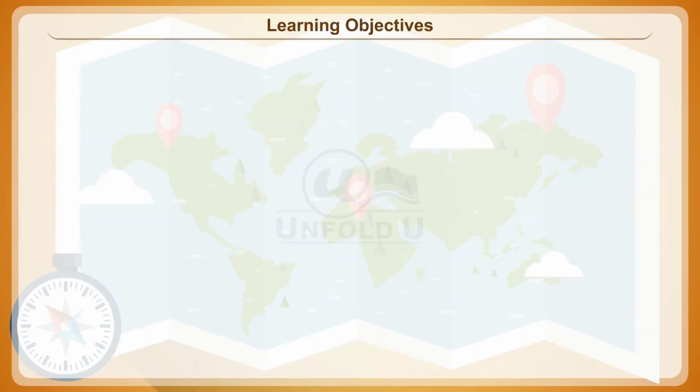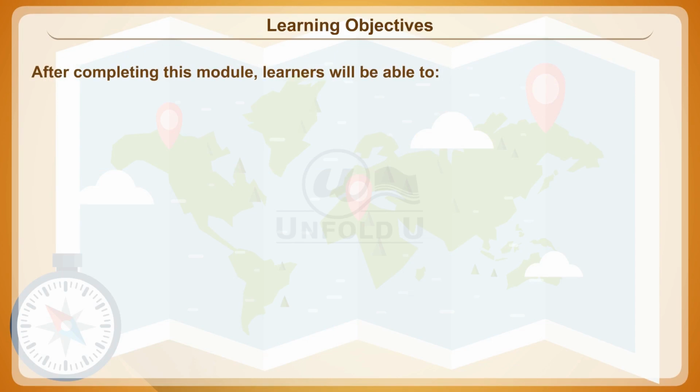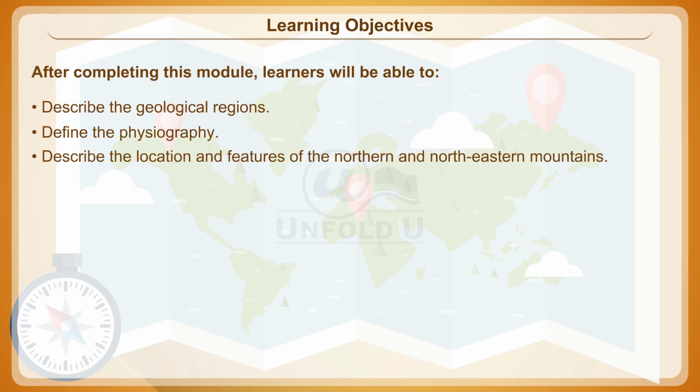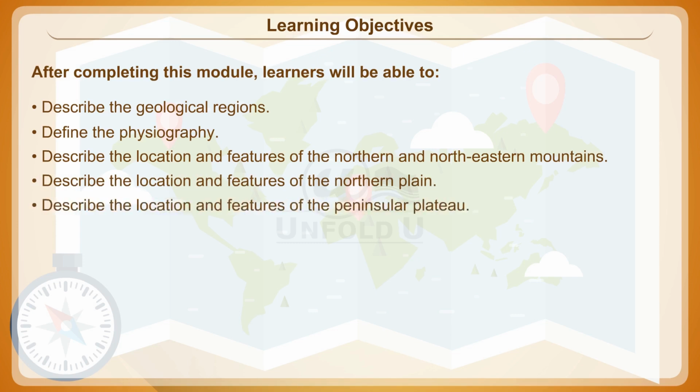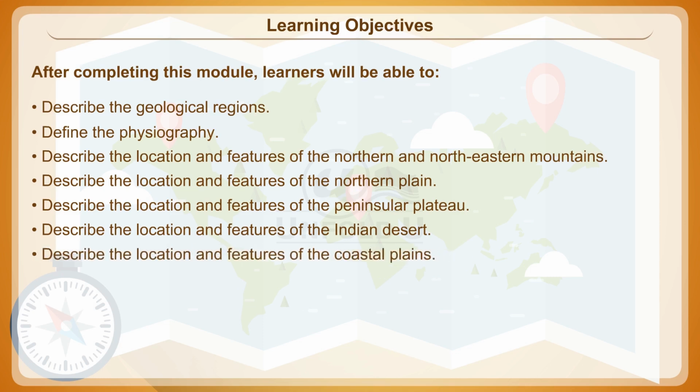Learning objectives. After completing this module, learners will be able to describe the geological regions, define the physiography, describe the location and features of the northern and northeastern mountains, describe the location and features of the northern plain, describe the location and features of the peninsular plateau, describe the location and features of the Indian desert, describe the location and features of the coastal plains, describe the location and features of the islands.